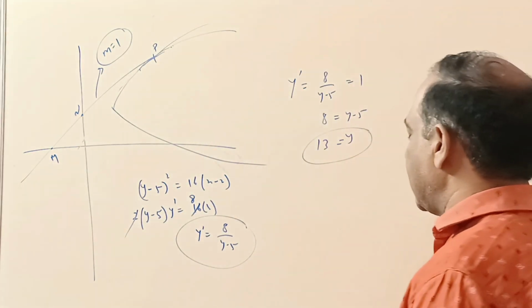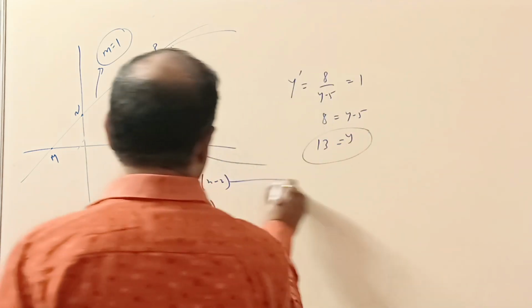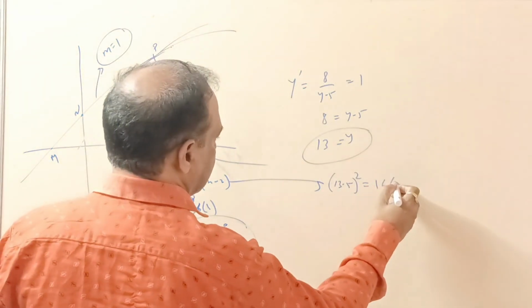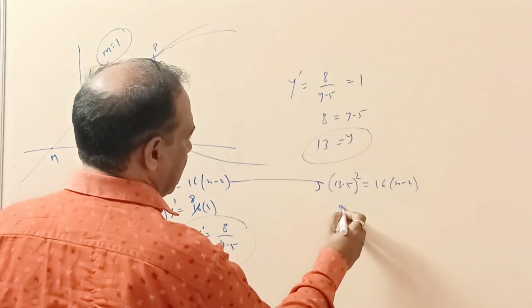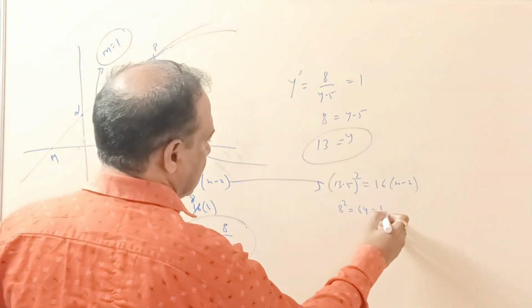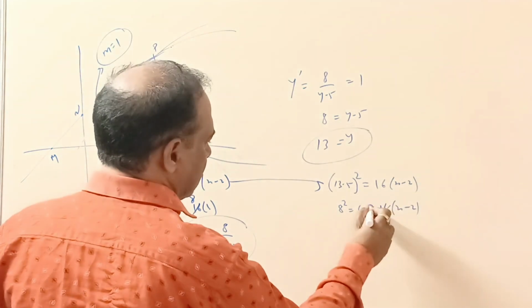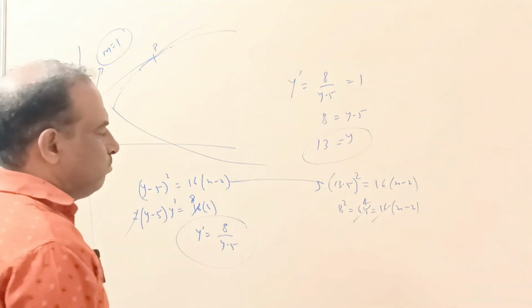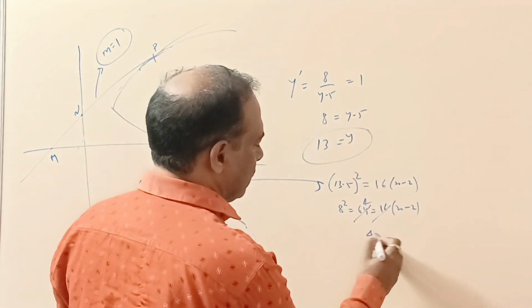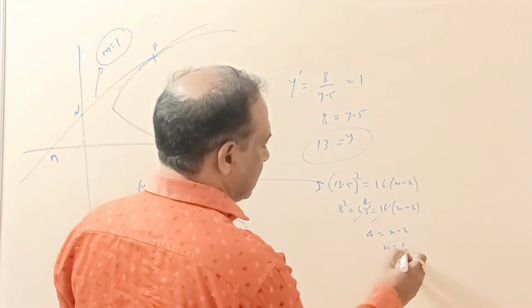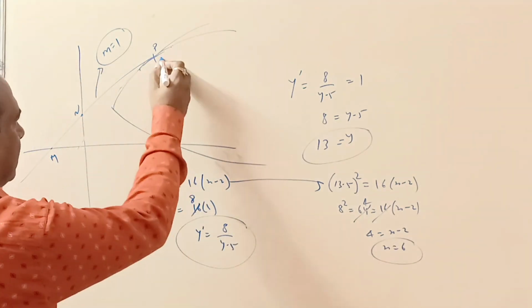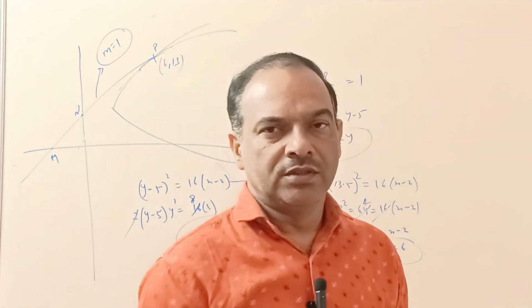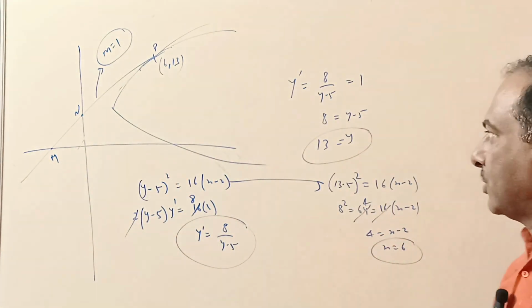Now how much is the value of x? I will just put this in the main equation. It will give me 13 minus 5 whole square is equals to 16 x minus 2. It will give me 8 square, which will be equals to 64. Now it is equals to 16x minus 2. 16 will cancel out this 64 4 times. Now it will give me 4 is equals to x minus 2, and x will be equals to 6. Now the point P here is 6, 13.